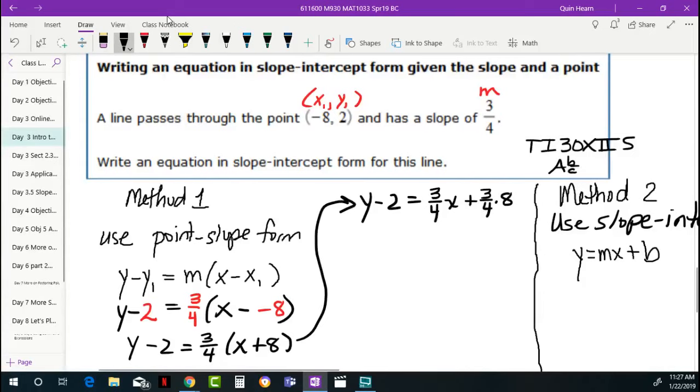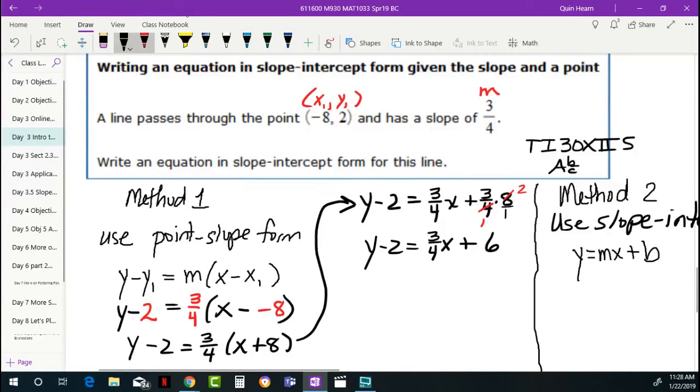So you can always use fraction functions on that calculator, but thinking of the 8 as 8 over 1, when you multiply fractions, you multiply straight across, but we usually reduce before we do that. So 4 goes into 4 once, 4 goes into 8 twice. 3 times 2 is 6. So we have y minus 2 equals 3/4 x plus 6.